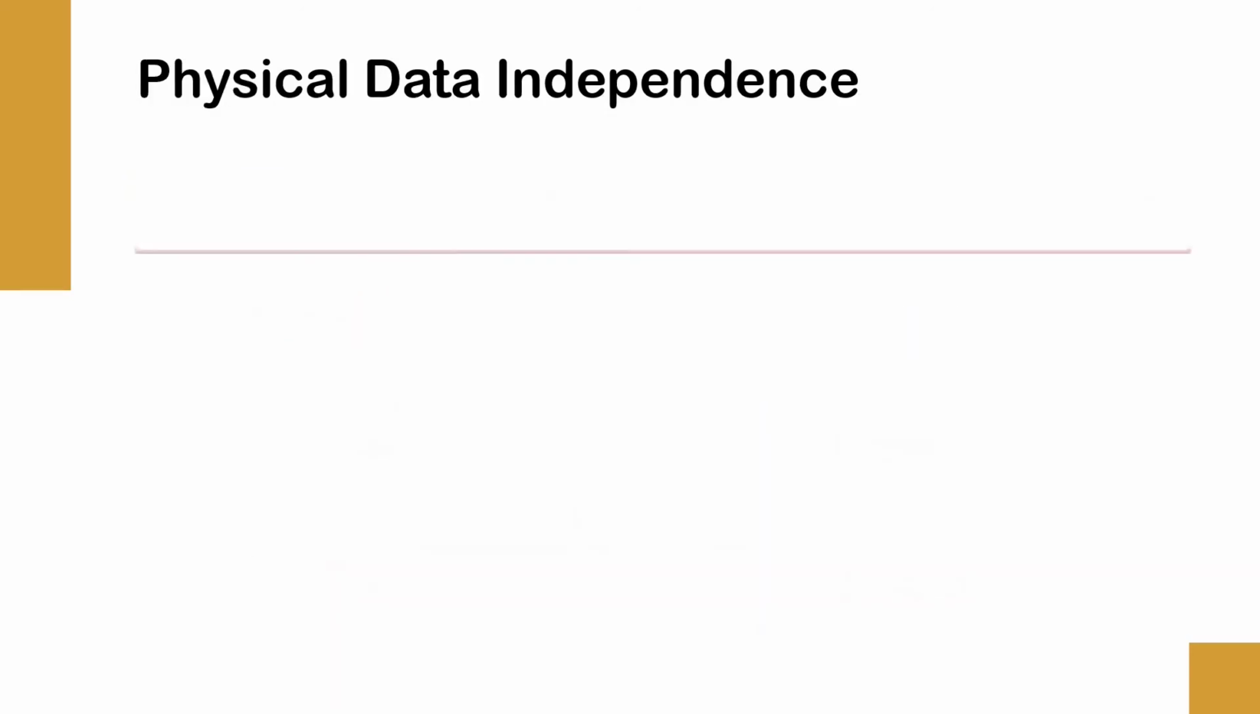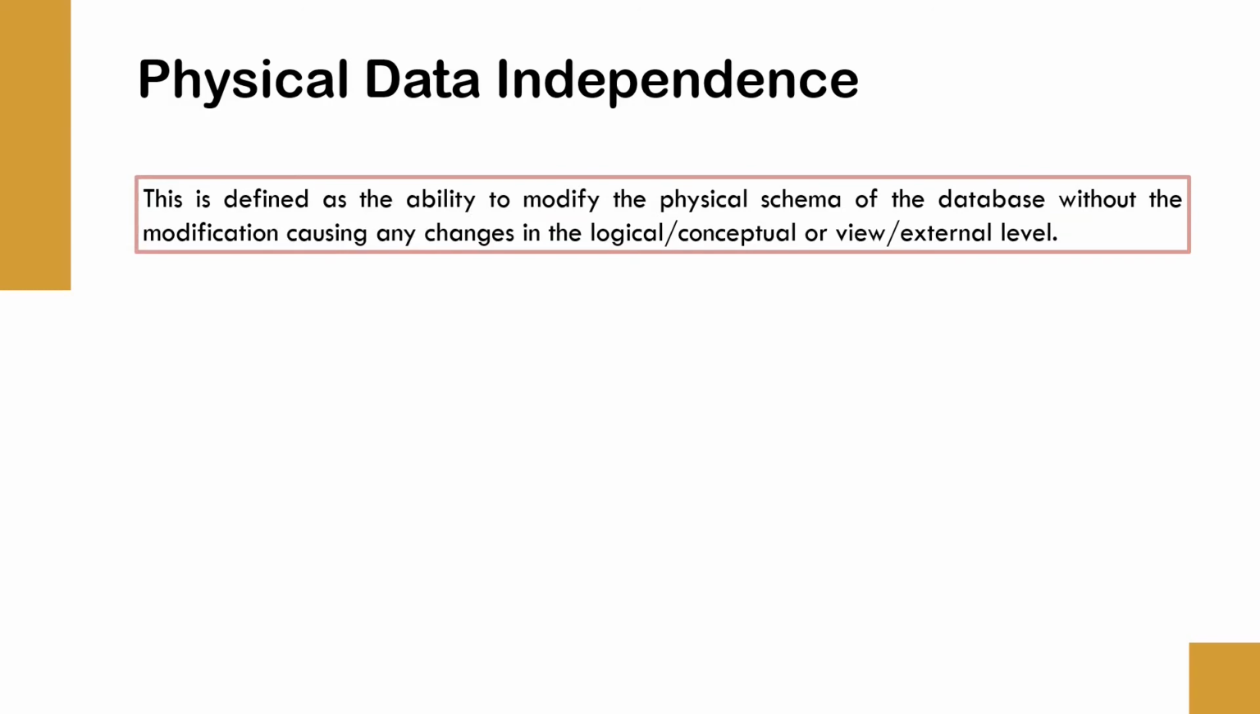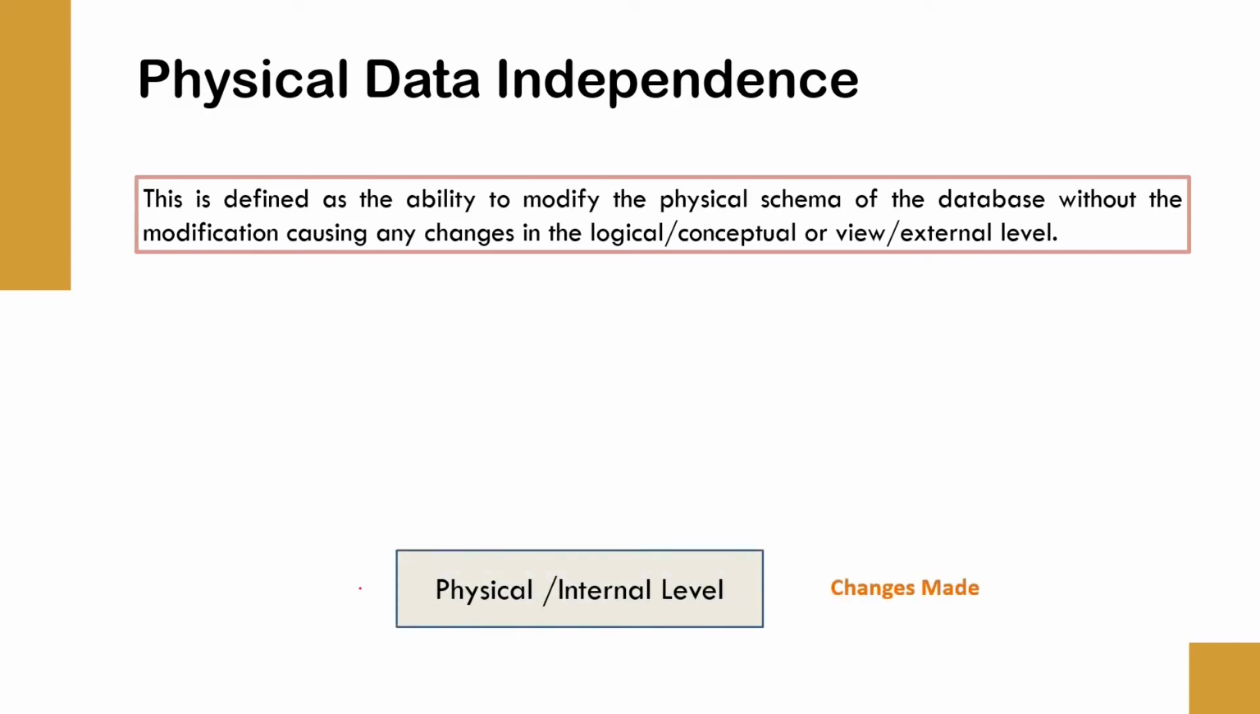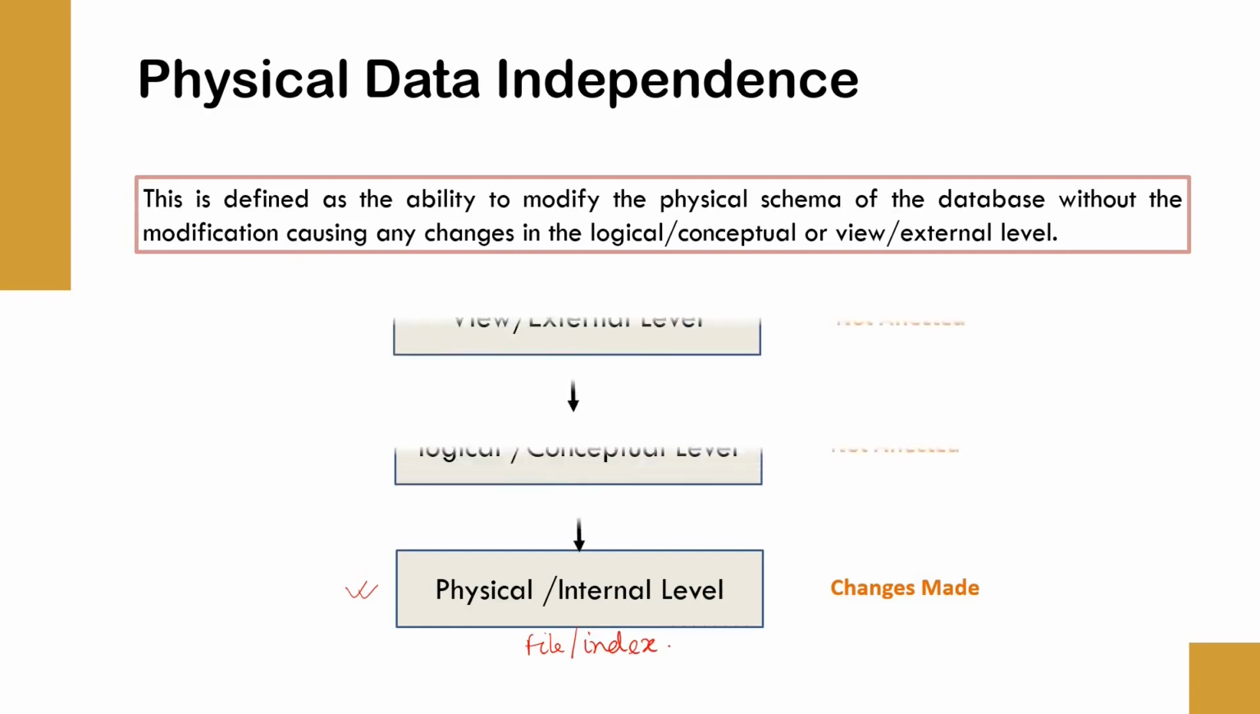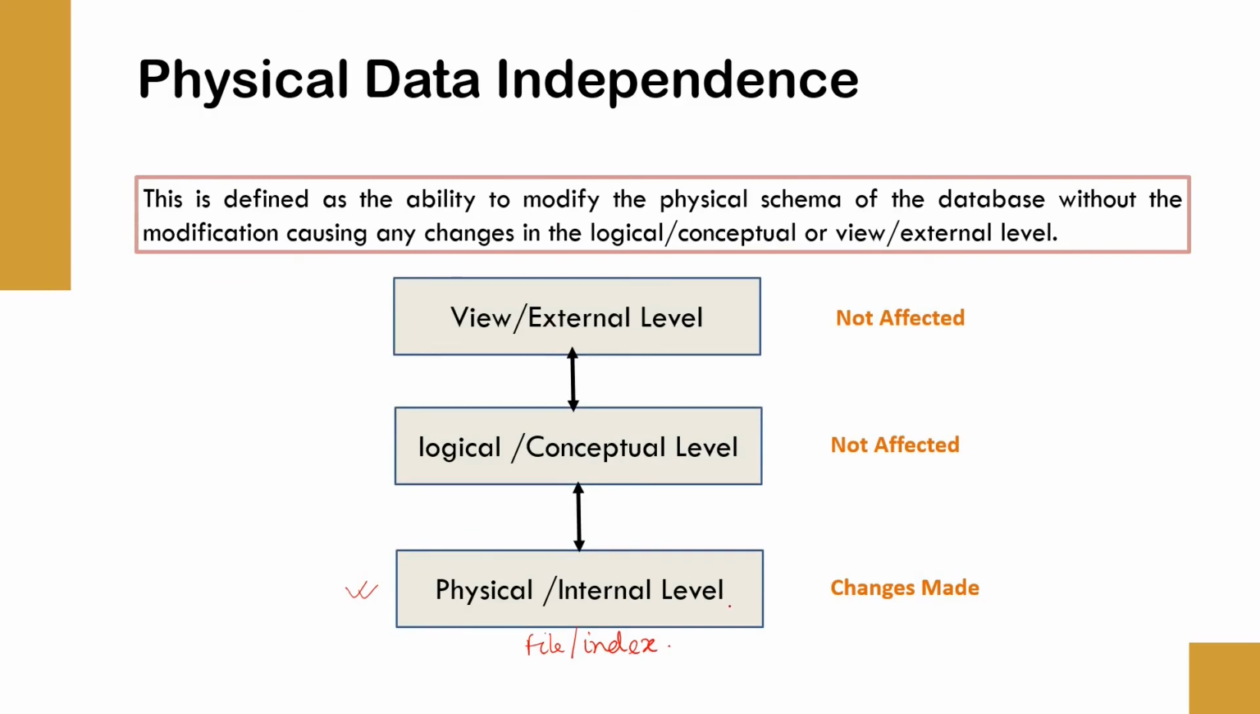Another data independence is called physical data independence. This means that even if some changes are made in the physical level, maybe the index structure has changed, maybe the file structure has changed, that should not impact our next two levels, meaning the logical level or view level. So these two, logical data independence and physical data independence, are very good features of DBMS, because data is completely kept separate from the program.